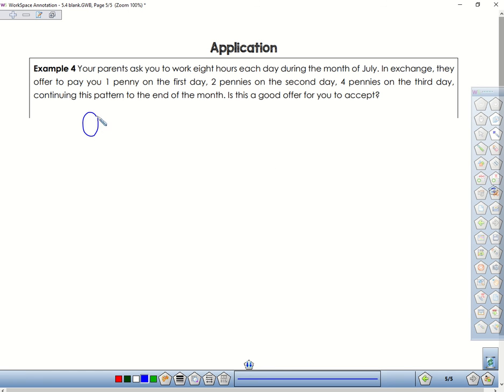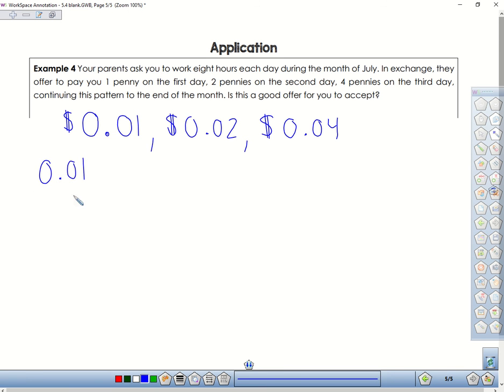The first one is going to be a penny, which is that much out of $1, right? The next term would be 2 pennies, and then 4 pennies. So our first term is 0.01. What is our common ratio? What are we multiplying by each time? 2. Good, because you go from 1 penny to 2 pennies, multiply by 2. 2 to 4 is multiplied by 2.